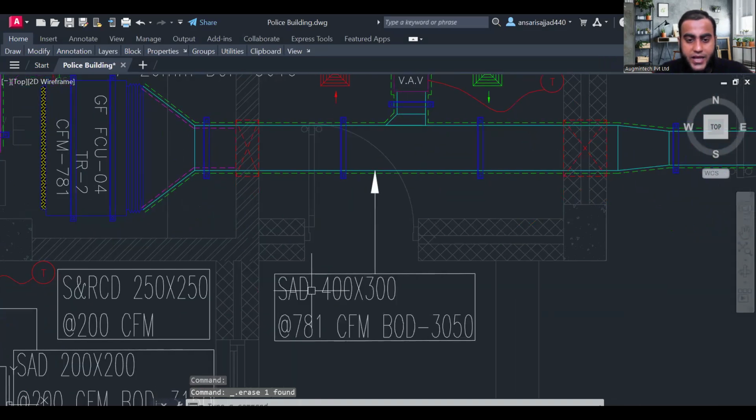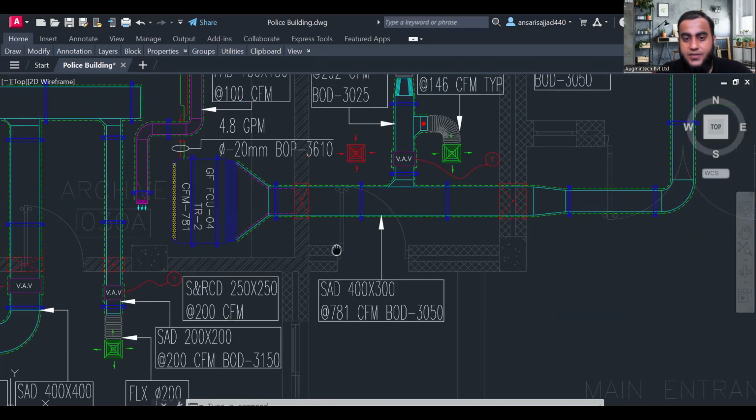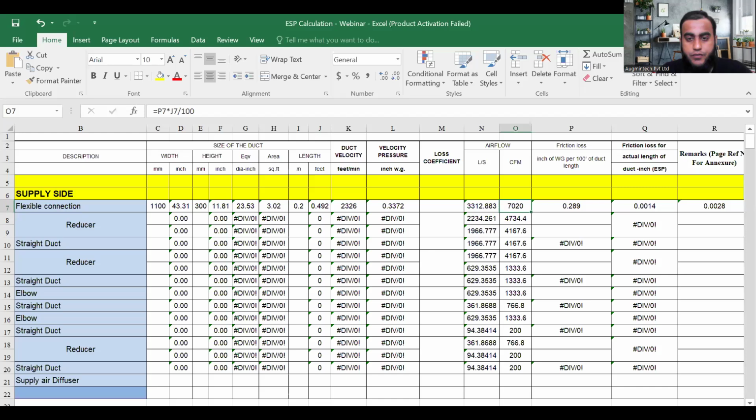See, in the text it is written. SAD means supply air duct, size is given, 400 width and 300 height. Always the larger size will be the width. Okay. And at the rate of 781 CFM. 780 means main duct CFM is 781. Correct. So write down the CFM value, cubic feet per minute airflow value. We have got 781. I have written it here.